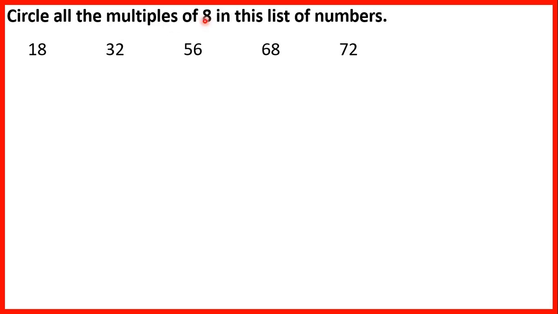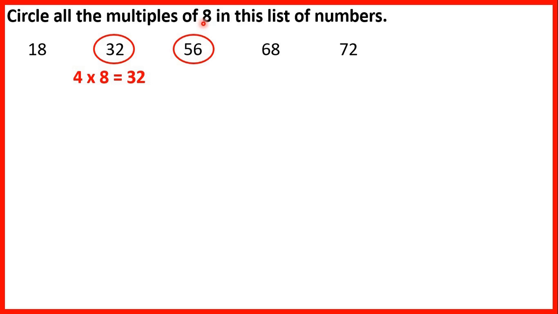Circle all the multiples of 8 in this list of numbers. So we need to remember that a multiple of 8 is a number in the 8 times table, or a number that we can divide by 8 without getting a remainder. So 18 is not a multiple of 8 because that's not in the 8 times table. But 32 is a multiple of 8 because 4 times 8 is 32.